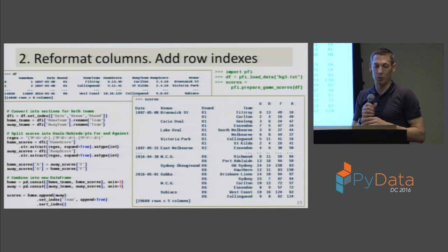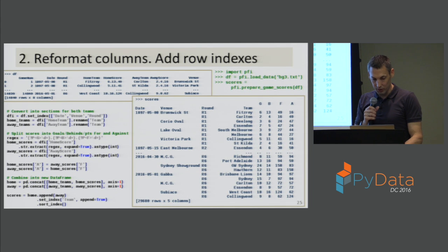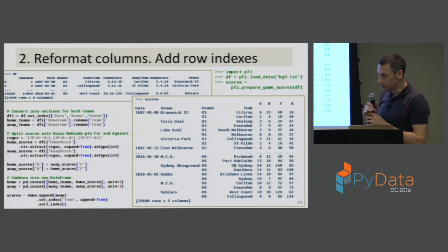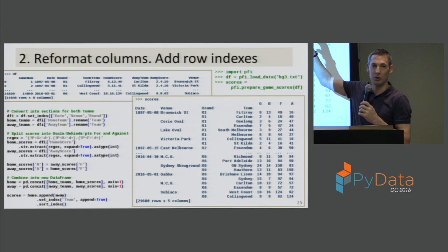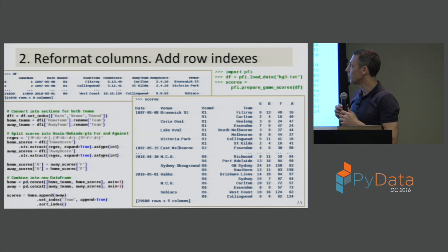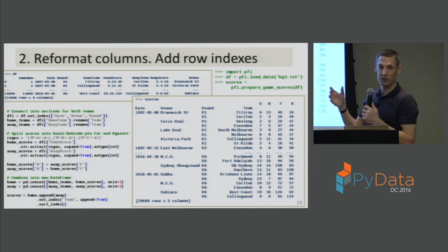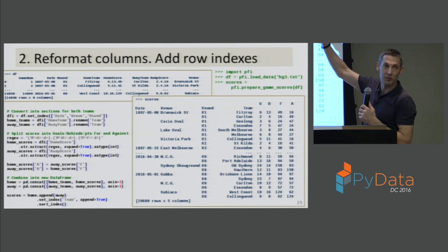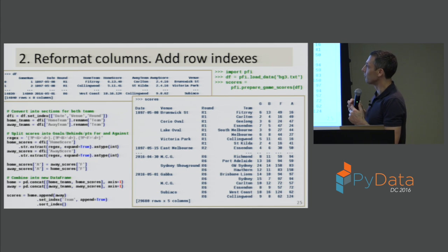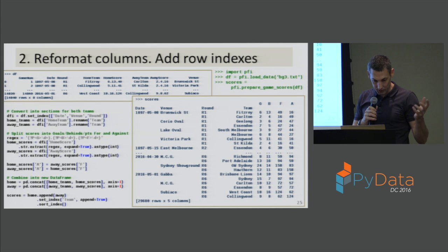The next step that we would want to do for our analysis is to reformat columns and add some indexes to the rows. So the original data was from the perspective of a game that involved 2 teams. We want to get a set of data that is now from the perspective of teams. So each one of these games needs to be split into 2 rows. And we can do that by getting results from the perspective of a home team and an away team.